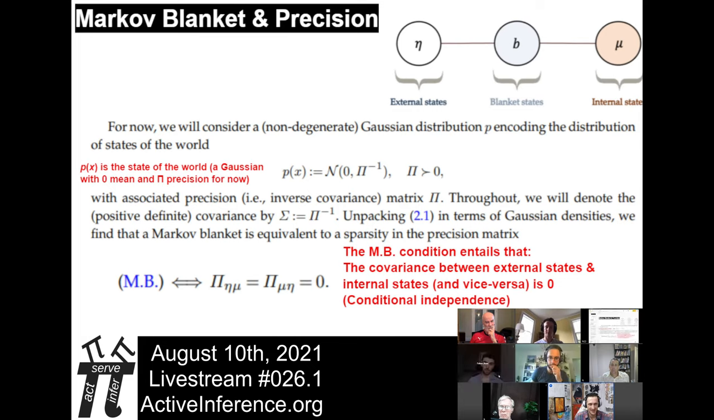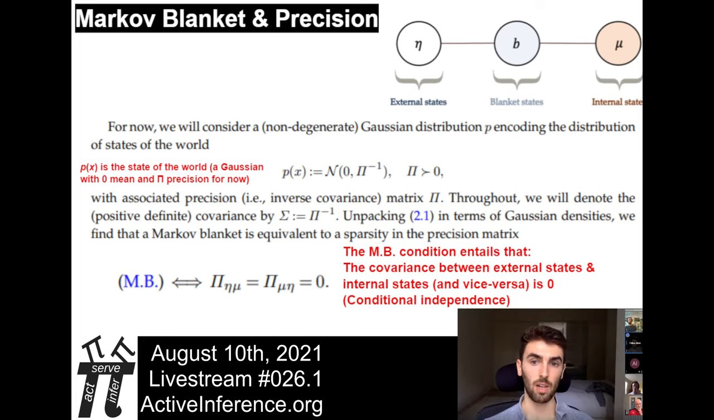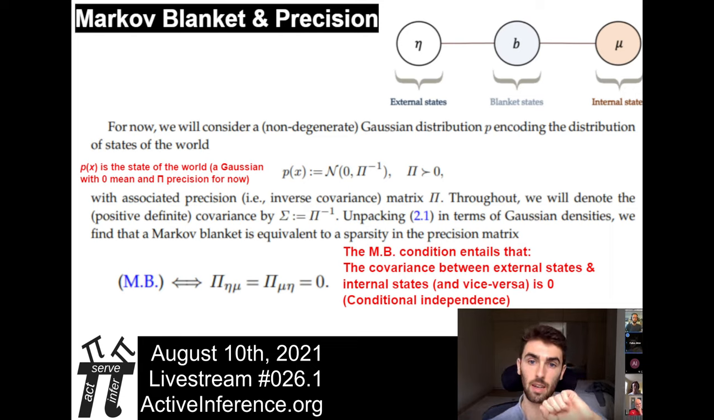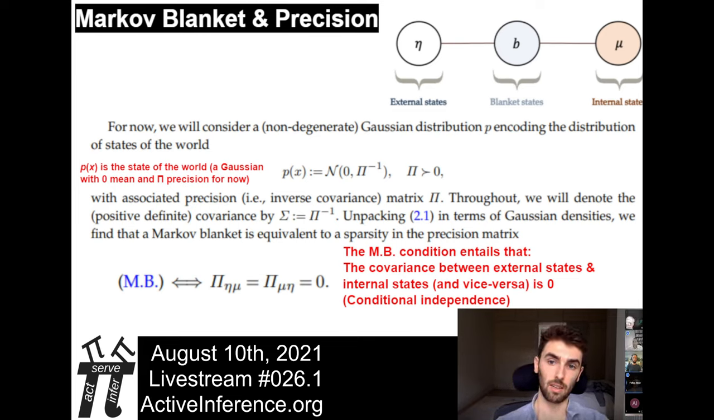Yeah, definitely. And that's a really good point. So really what the blanket does is to separate the inside from the outside statistically. And so what that means is that any transmission of information about the internal states that influences external states has to go through the blanket states. So there is a notion of causality, but as you said, the internal and external cannot affect each other directly. They have to do it through the blanket.